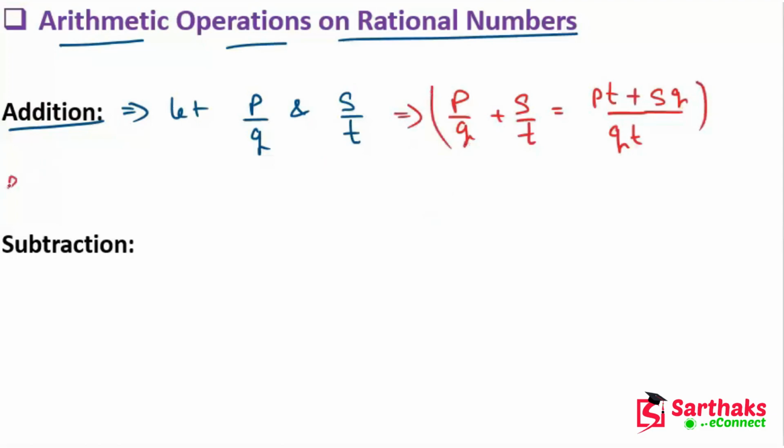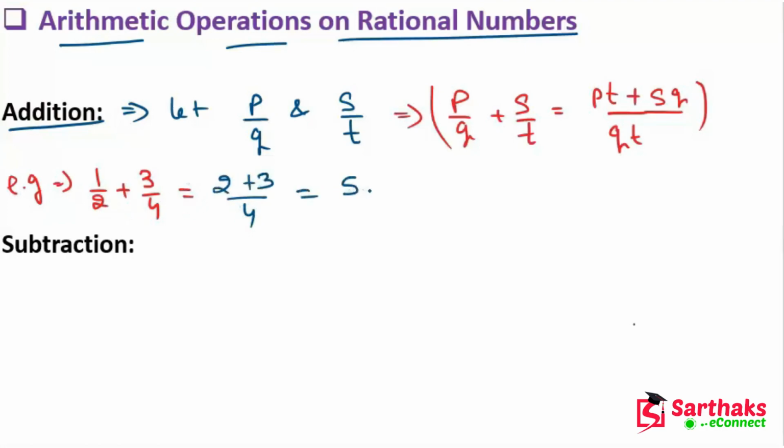For example, we have to add 1 upon 2 plus 3 upon 4. These two numbers are rational numbers. Now the LCM of 2 and 4 is 4. If we divide 4 by 2, we get 2, and 2 into 1 is 2, plus, and this will be 3.